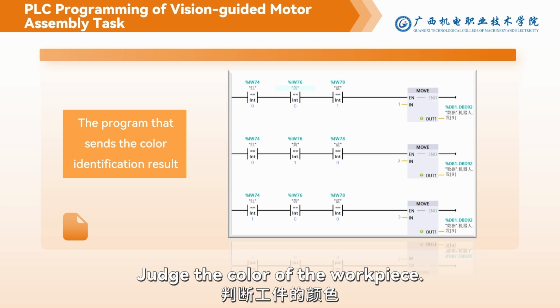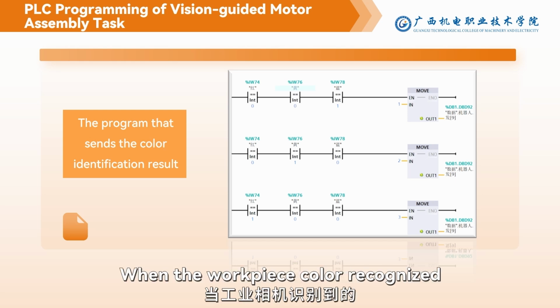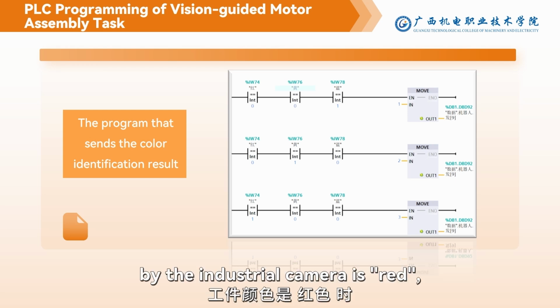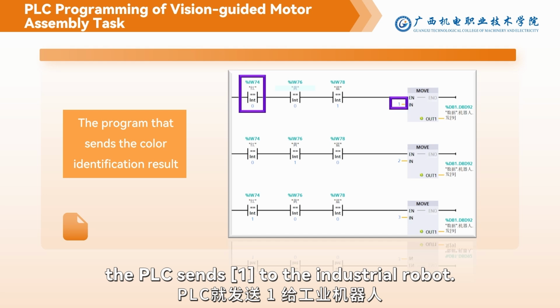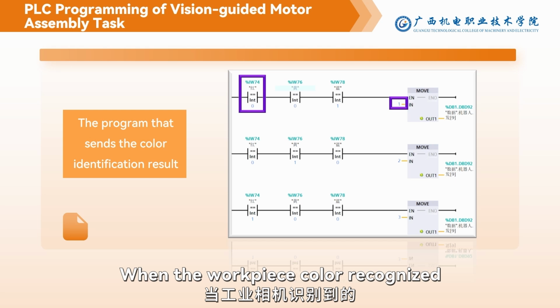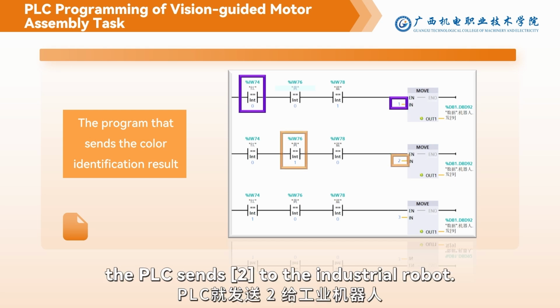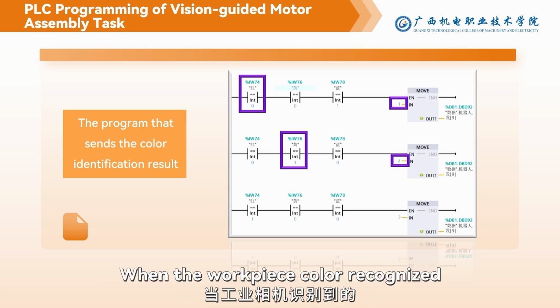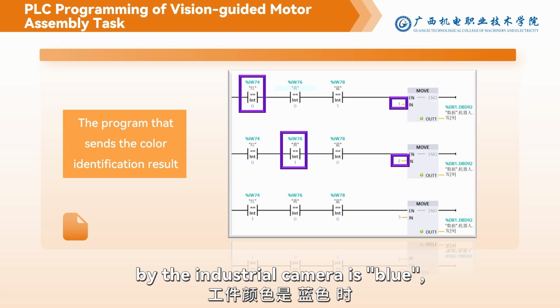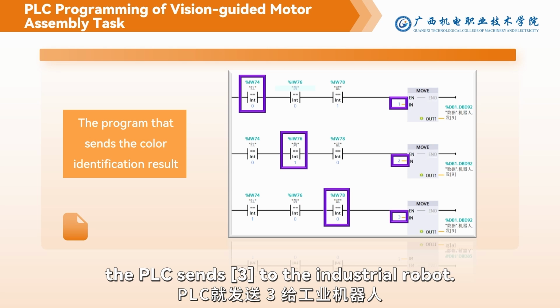Judge the color of the workpiece. When the workpiece color recognized by the industrial camera is red, the PLC sends 1 to the industrial robot. When the color is yellow, the PLC sends 2 to the industrial robot. When the color is blue, the PLC sends 3 to the industrial robot.